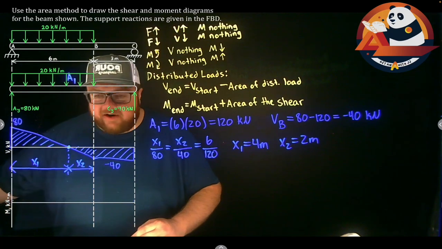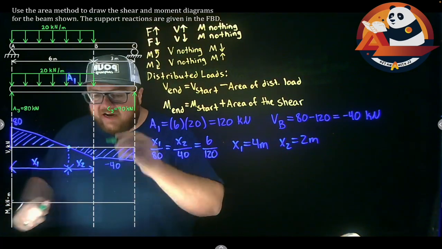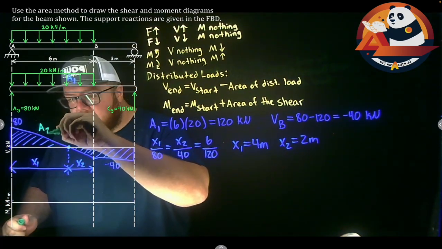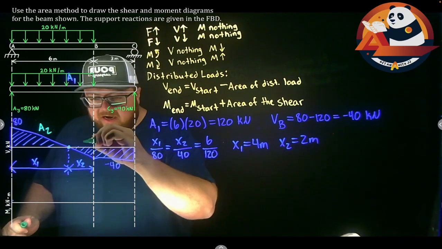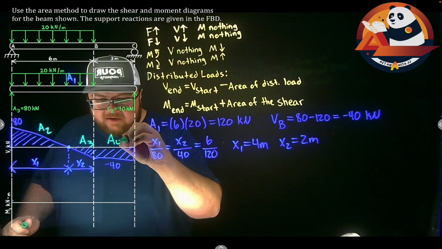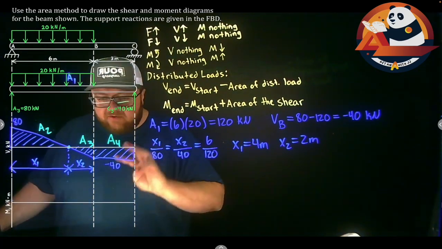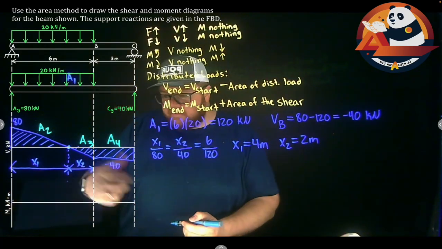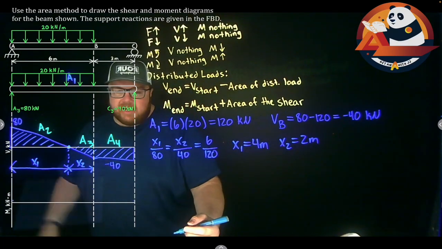So I already found an area 1. I have a triangle here. We're going to call this area 2. I have another triangle. I'll call area 3. And a rectangle, area 4. So I'll have 3 more areas I need to calculate out to make my moment diagram. So let's come in and tackle those.